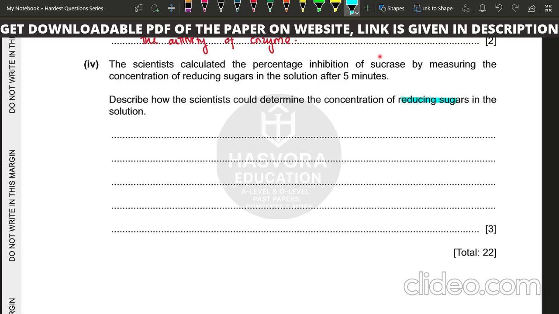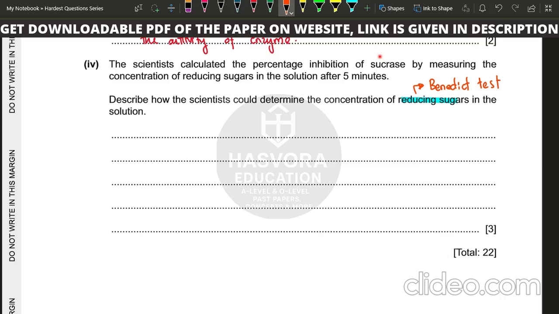Okay, so now this type of question, what you have to do, you just have to give a scheme of work, or you can say just a plan investigation of how you are going to be reducing the concentration of a solution, of a reducing sugar solution, in the same way that we did. Okay, so now what is the test for the reducing sugars? It is the Benedict's test.